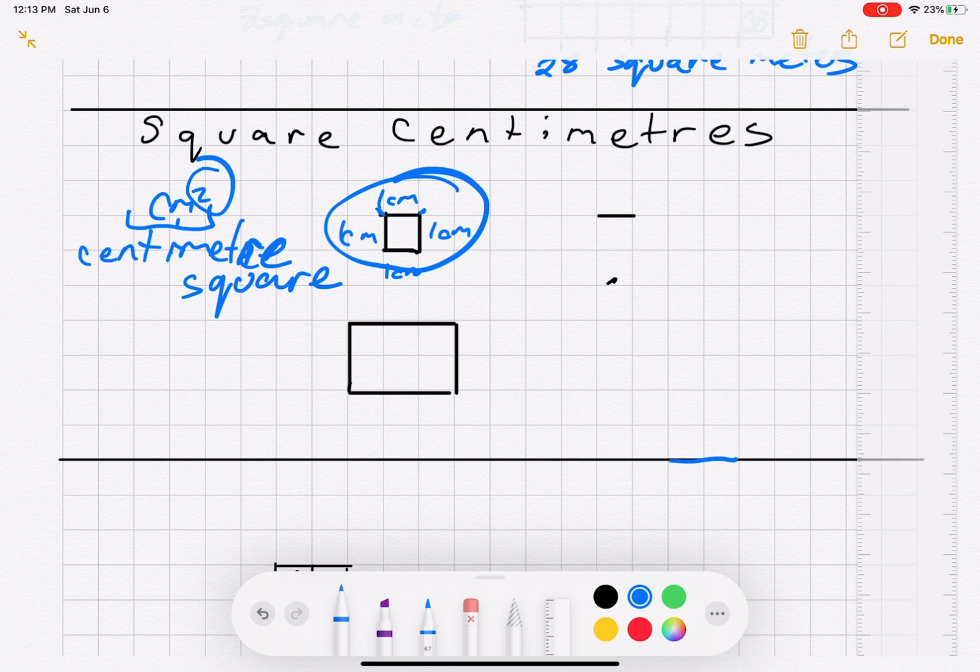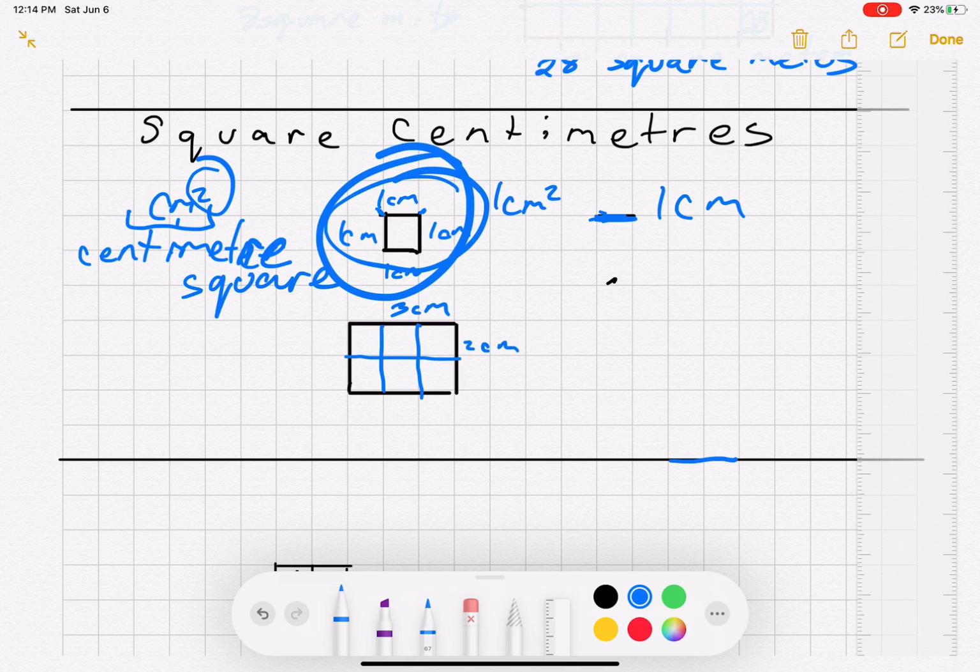If I were to write down just 1 centimeter, this is what people are going to assume that you're talking about. So the difference between 1 centimeter and 1 centimeter squared is this is a centimeter squared and this is 1 centimeter. Okay, so if I was going to use my ruler here and measure, this is 3 centimeters. Okay, and this is 2 centimeters, right?